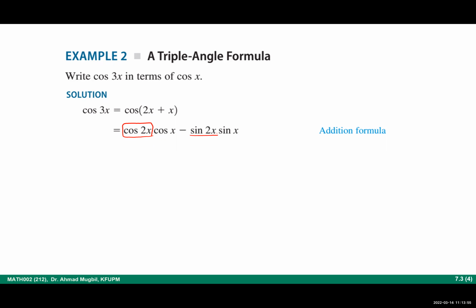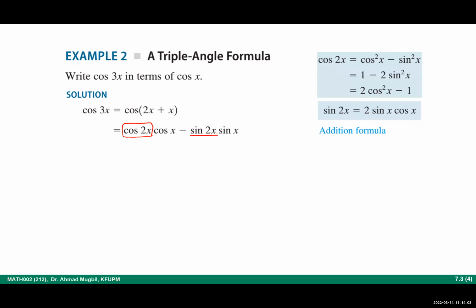For cosine 2x, what do you think now? My question is here. Which one is the best to be used? Because we have 3. Look at them. Cosine 2x is this one. Now which one, 1 or 2 or 3? Of course, it is correct to use any one of them. It is not wrong if you use any one, but it is better to use a specific one.